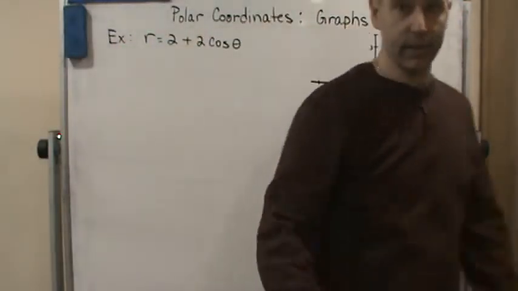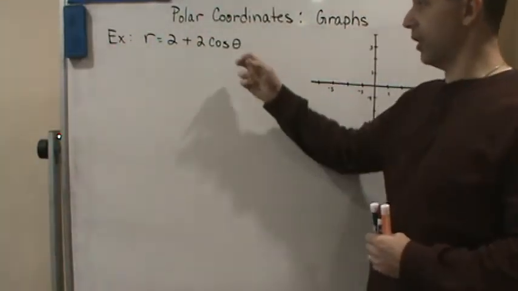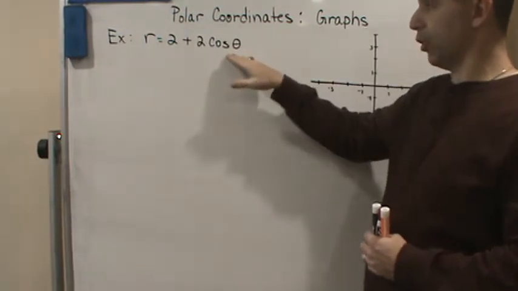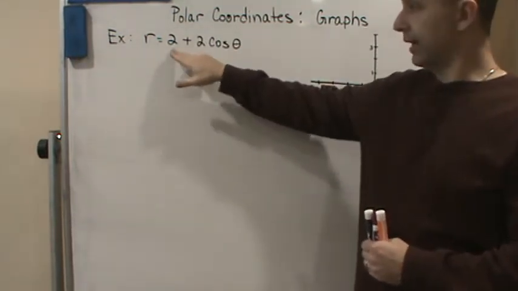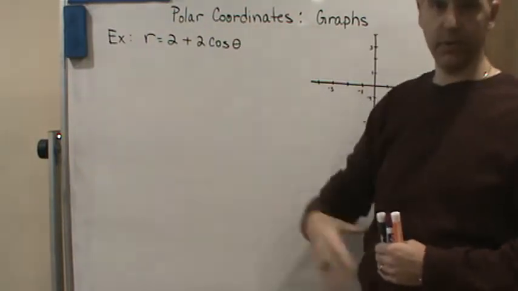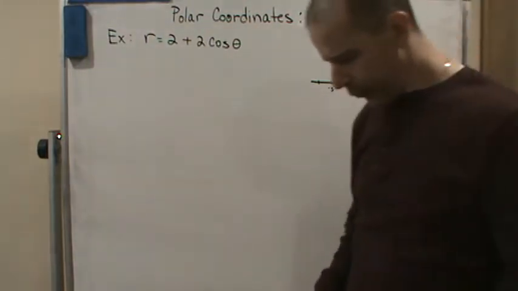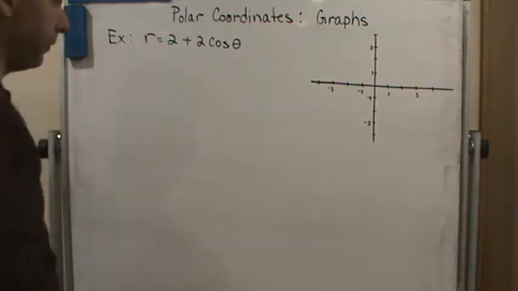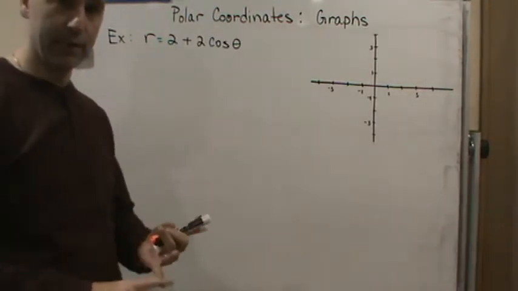Okay, ready? Let's go on and start graphing this one. So we know this is a cardioid. It has the form of a cardioid, right? So we've got A plus B cosine theta. So this is going to give us a cardioid. But what if we don't know what the cardioid is? Well, then we just have to use those steps, right?